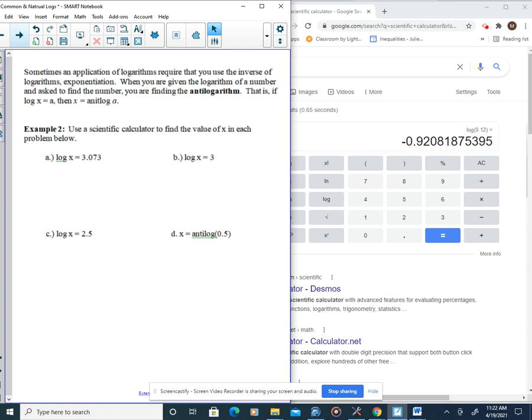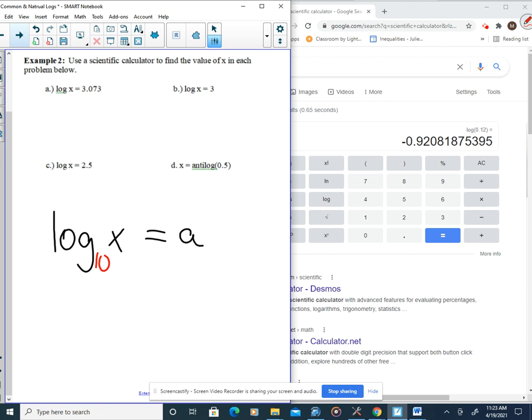So if we have a problem like this, log of x is equal to a, and we want to find x. Well, we did ones like this before. Remember, if you don't see a base, the base is 10. So what we did for problems like this in the past is we went 10 to the a power is equal to x. And whatever a was, we would just say 10 to that power. And that's your answer. Okay?